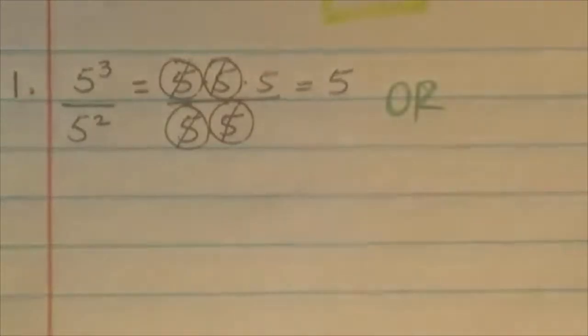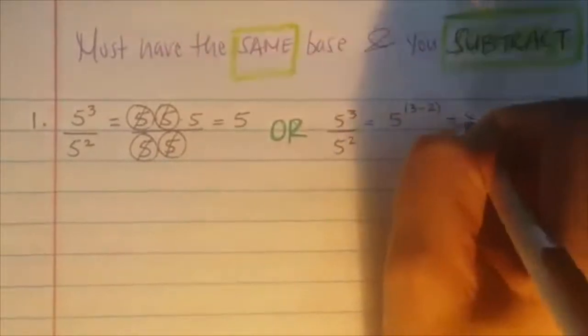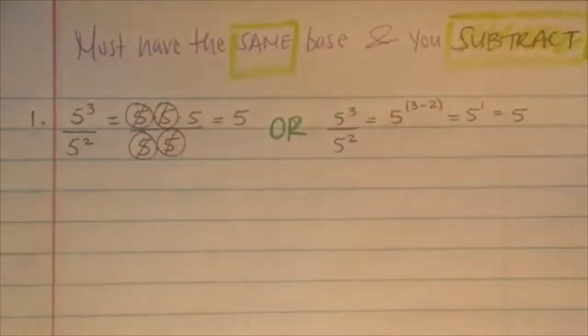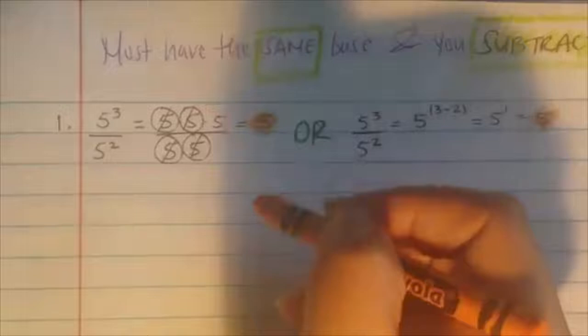Alright, so let's take a look at how you would use the rule. Remember they have to have the same base, and it's a quotient, and you subtract. So we're going to have 5 to the 3 over 5 to the 2. It's a quotient, so you subtract. You're going to subtract 3 minus 2. And what are you going to get? 5 to the 1, which is invisible 1, which is just 5. So it gives you the same thing.